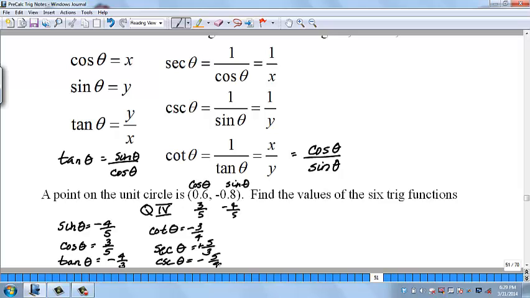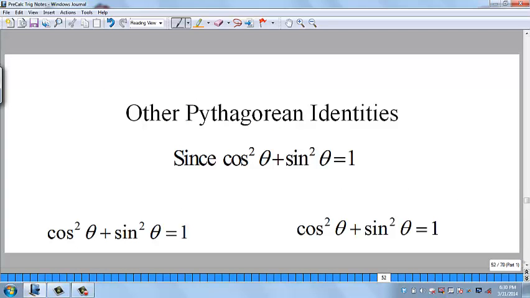So if you know a point, you can find the value of all the other trig functions. I would suggest that you do it in fractions. It makes it a little bit easier, but you can do it with decimals also.